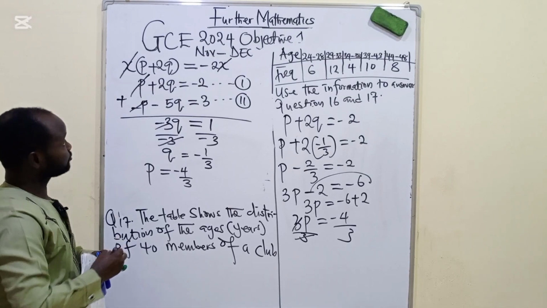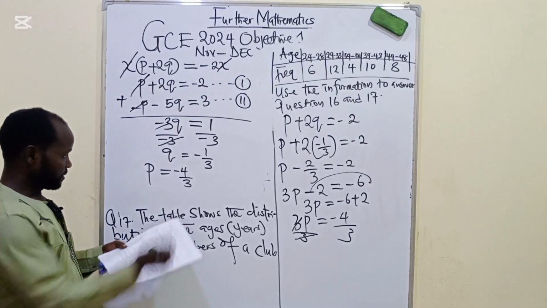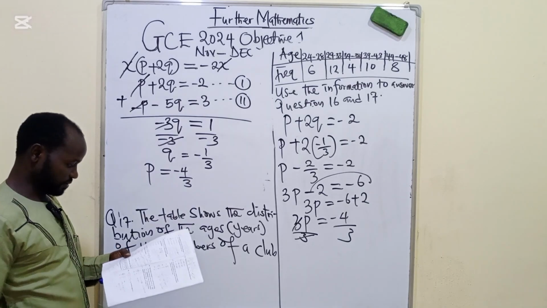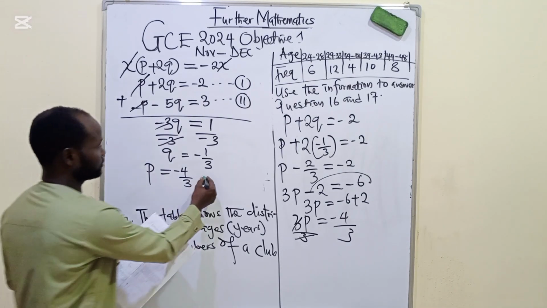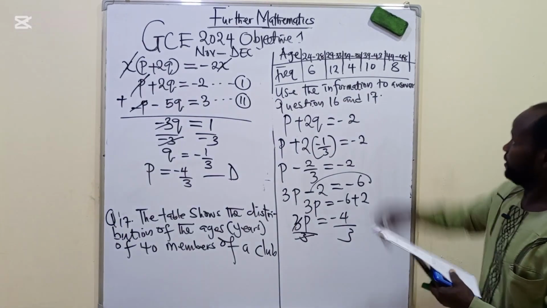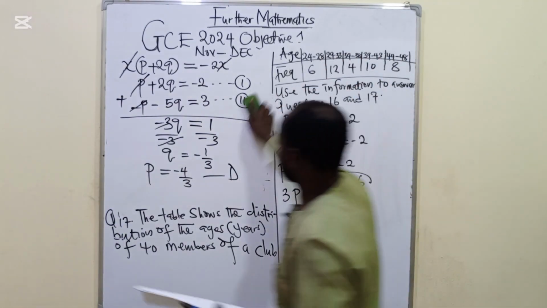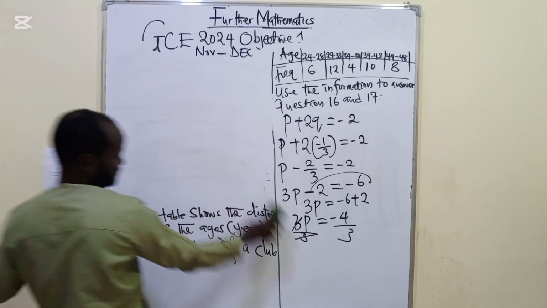So this is the solution to this question 16. p is minus 4 divided by 3. Then q is minus 1 divided by 3, which is option D. That's the correct option. And let's move to question 17. Let's move to question 17 and 16 respectively.